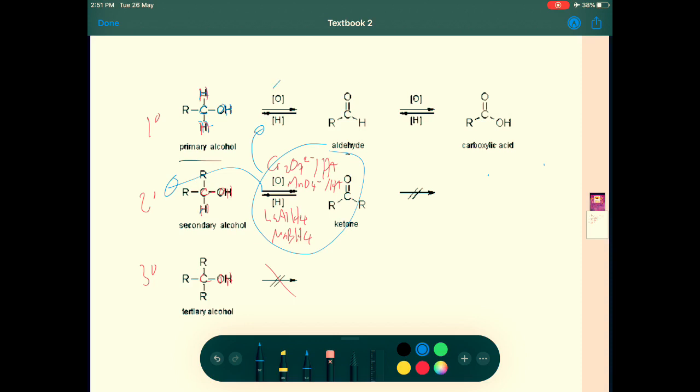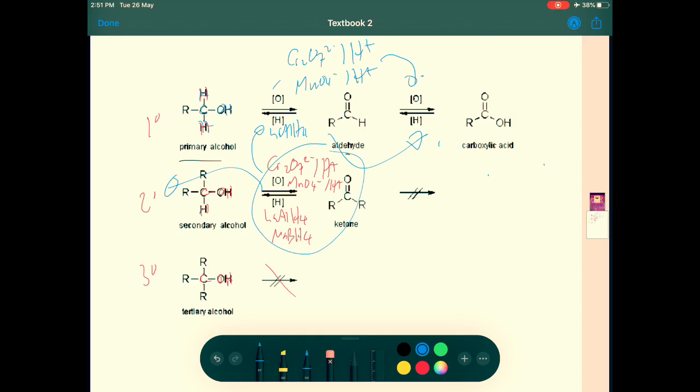So for oxidation, again Cr2O7 2- H+, acidified dichromate, acidified permanganate, and then for the reduction, lithium aluminium hydride or sodium borohydride will do the trick. These are here and they are here, so not too much to remember. Tertiary, nothing, stays the same. What stays the same we'll come to in a second.